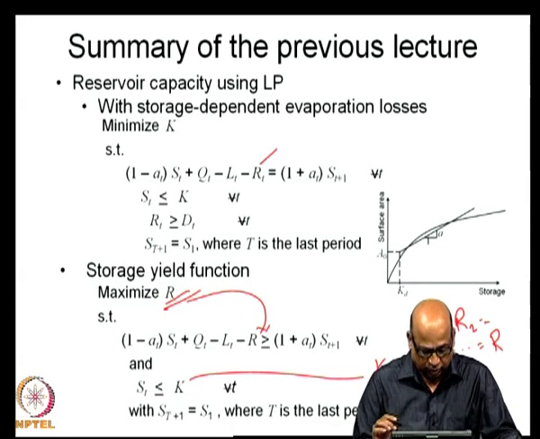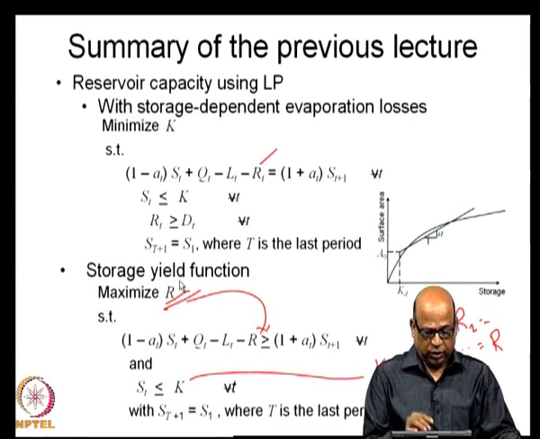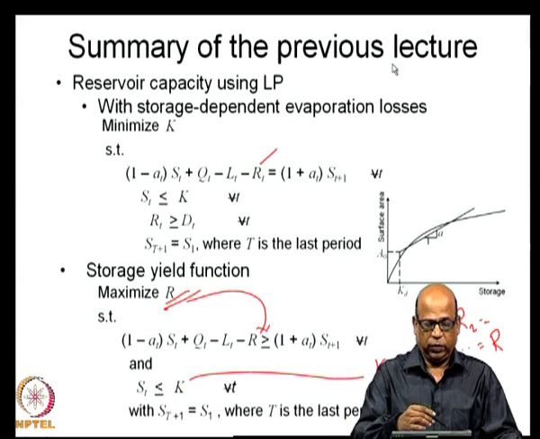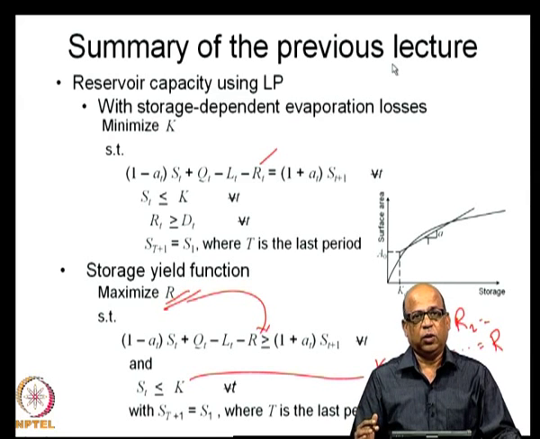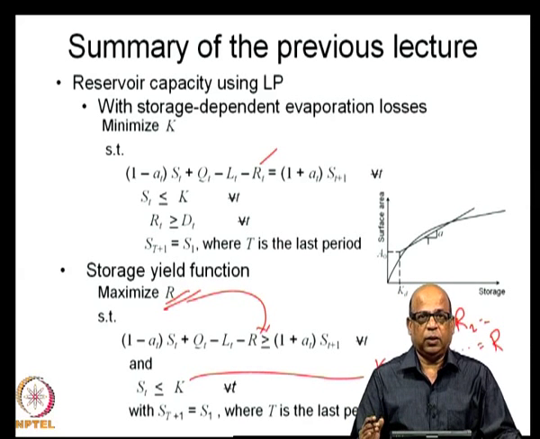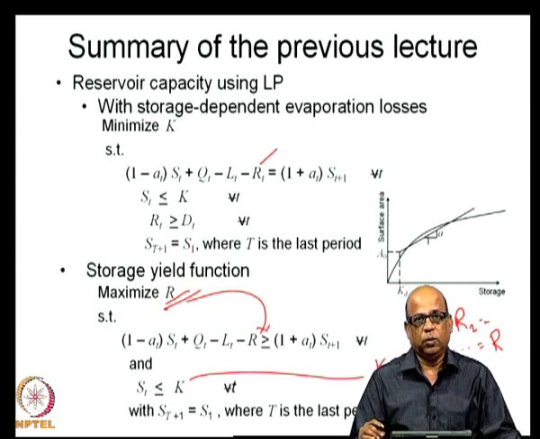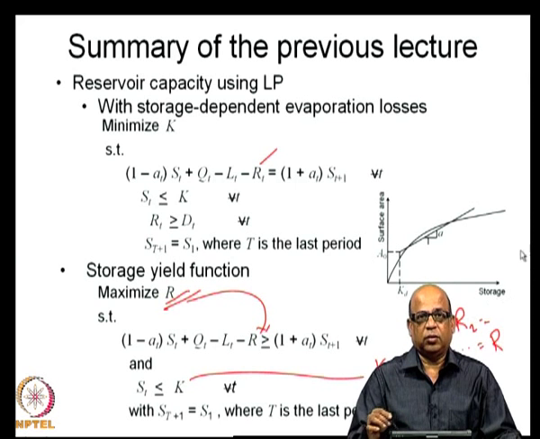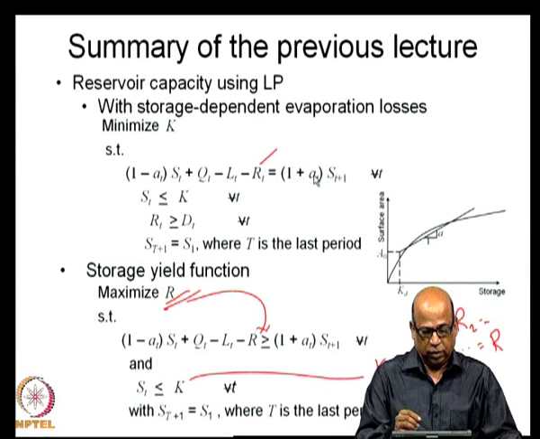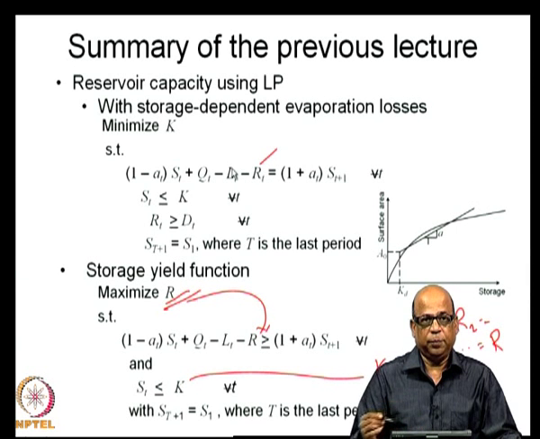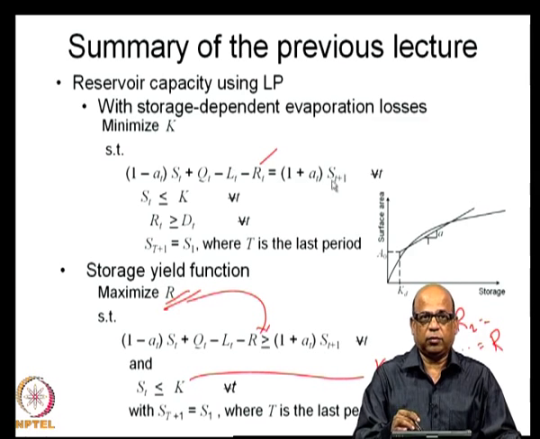So, we will see an example now of how we generate the storage yield function. This is what we discussed in the last class. We will proceed further now and look at how we generate the storage yield function for a given hydrology. By given hydrology, I mean the sequence of flows are known, the rate of evaporation is known, the area capacity relationship is known, so that you can determine the constants A t here as well as the constant L t here. Refer to the previous class for how we do that.